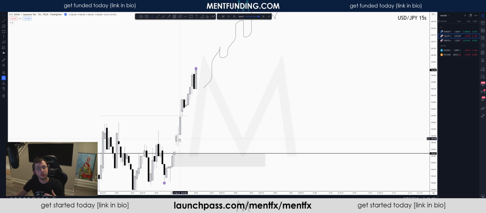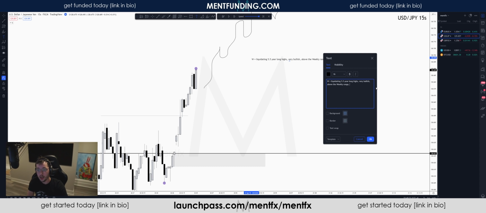So why am I confident in this? Is it just because of the 3-box? No. It's because I'm aware of where I am in a story and a narrative. I know that my weekly time frame is currently liquidating 5.5-year long highs. Very bullish. So I'm already aware of what's happening there. And we are above the weekly range, and we are just pumping.